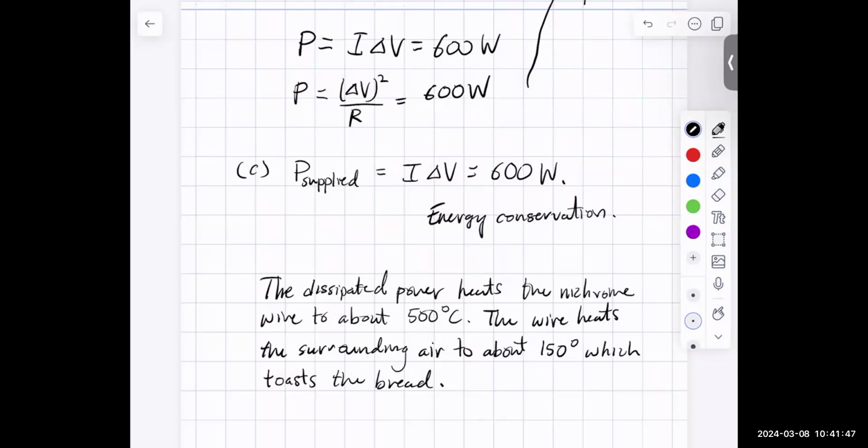Yes. Is it the same principle for any type of heating element like those electrical?